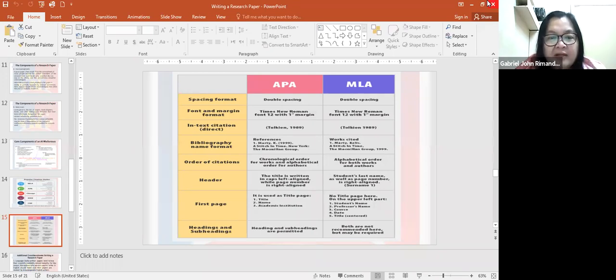The header, for header, the title is written in capital letters, left aligned, while the page number is right aligned. So yung title left, the page number right, where? Up or down? Top or bottom, I mean? Bottom siguro. Bottom, yes, okay. And then, for the first page, it is used as a title page, so you don't write anything else there aside from your title, the name, and the academic institution.